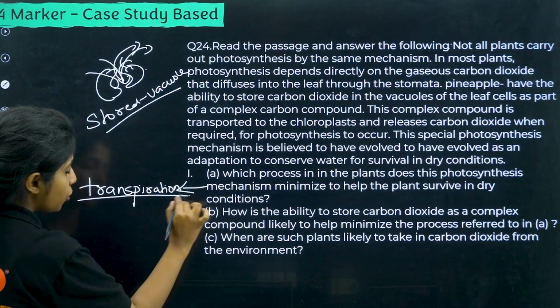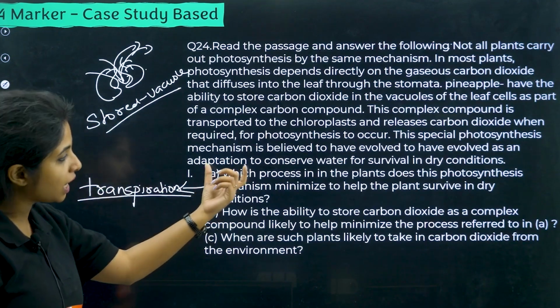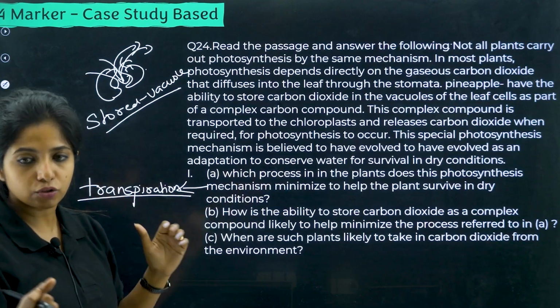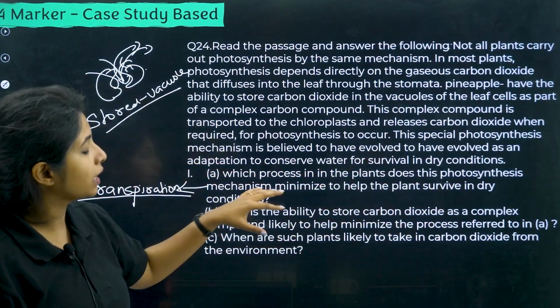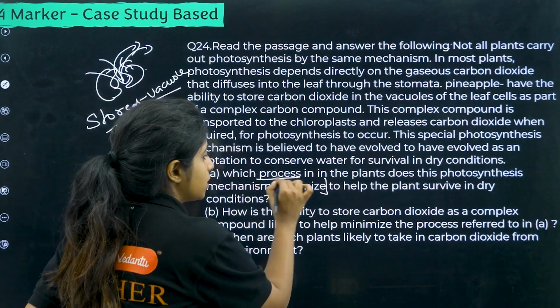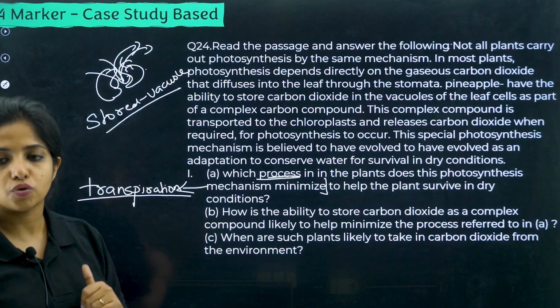Transpiration is the loss of water in the form of water vapor through the stomata. So this is the process. Sometimes when you read this, you do not get it immediately. So cut it down. Which process in the plant does this photosynthesis mechanism minimize? So which is the process they are asking? What process is getting minimized over here, children? Transpiration is getting minimized over here.